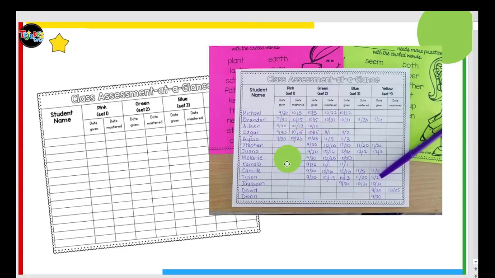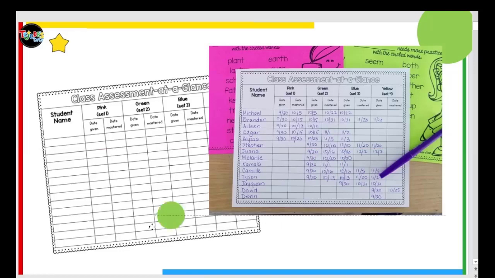And by looking at the data here, I can see when I gave each student a set, which set they started on, and when they mastered that group of words. So for example, Melanie here started with the green set. That means that she was able to read all of the words in the pink set right away, and she got some mistakes in the green set. So that's where I started with her. I gave her the green set of cards on this date, and then this is the date that she mastered those words. All right, let's get to step 3.